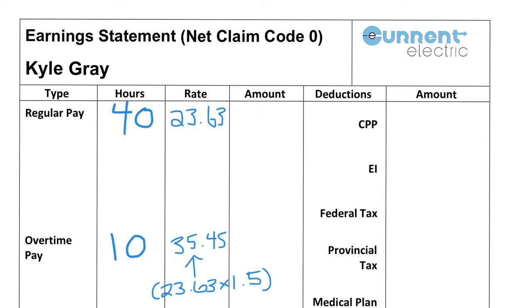So now we need to know the amount. If we go back up to the regular pay, he worked 40 hours, getting paid $23.63 per hour. So when we multiply his hours by the rate, we get $945.20.